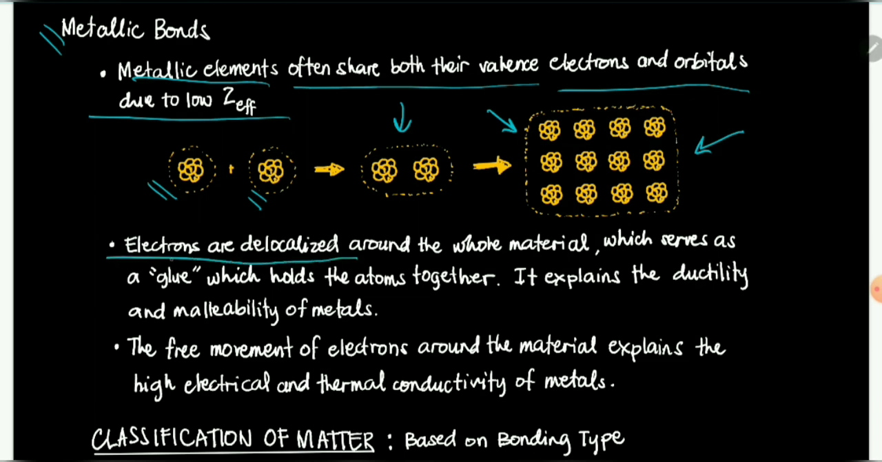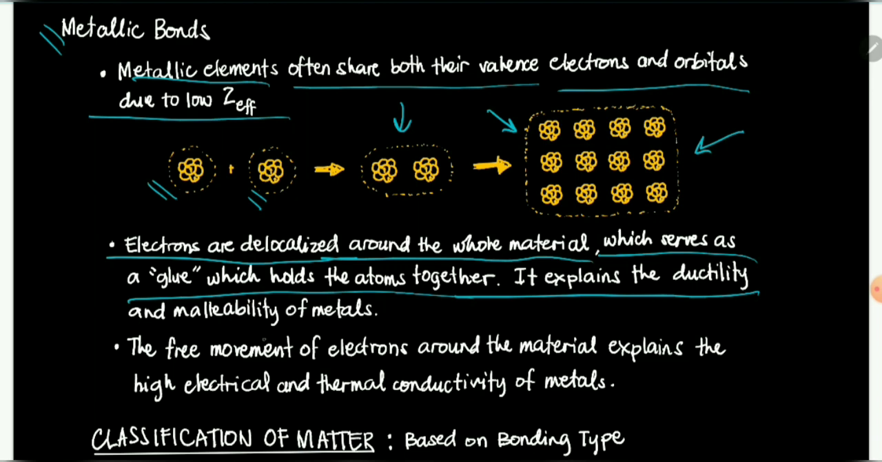So, electrons are delocalized. Ang ibig sabihin, yung electron nyo ay distributed evenly throughout the whole metallic structure. Hindi siya nalolocalize sa isang atom lang. So, it's delocalized around the whole material which serves as a glue which holds the atoms together. So, yung parang coating na yan ng electron, yan yung dahilan kung bakit yung mga metals natin ay ductile and malleable. So, it's like a glue-like structure na naka-embed doon yung kanilang mga atomic nuclei. Okay? So, nagkakaroon siya ng certain ductility and malleability. Okay? Kasi yung electron cloud na yan ay medyo soft.